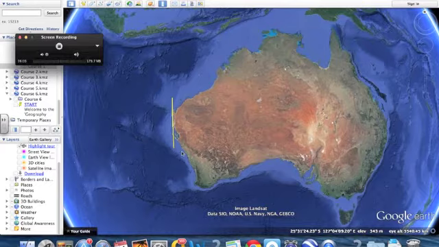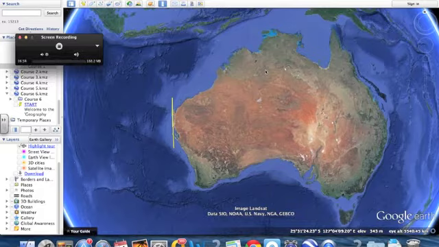Okay. Moving on to the next part of the worksheet, we should know that Australia is the largest island in the world, with a land area of just 7.682 million square kilometres. So it's a very large island.